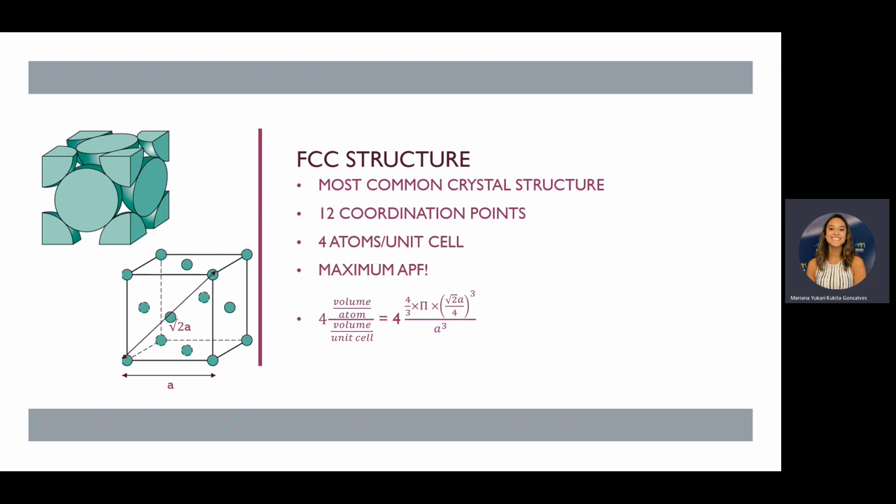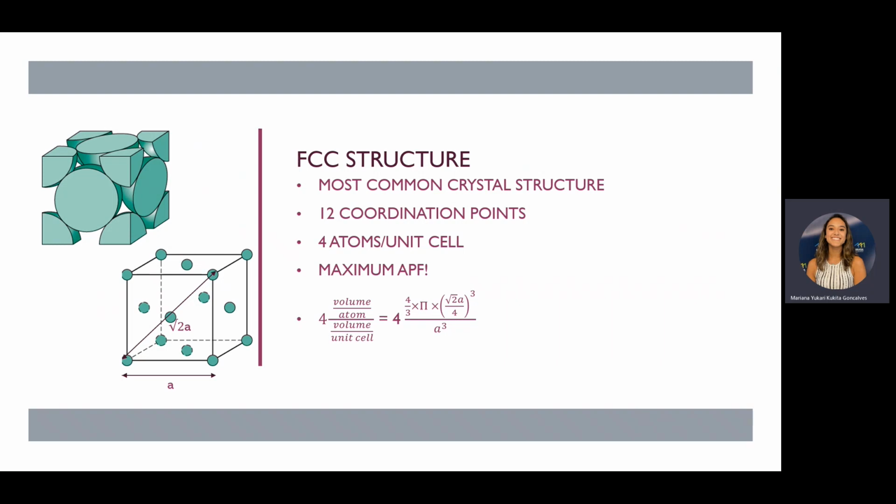It has 12 coordination points, which means that each atom has 12 nearest neighbors, and it has 4 atoms per unit cell. We can see these atoms here in the picture. We have 1/8 of an atom in each corner, and as we have 8 corners, we get 1 atom for that. Also, we have half of an atom in each face of the cube, and as we have 6 faces, we get 3 atoms. Summing these numbers up, we get 4 atoms per unit cell, which is this cubic structure on the left.